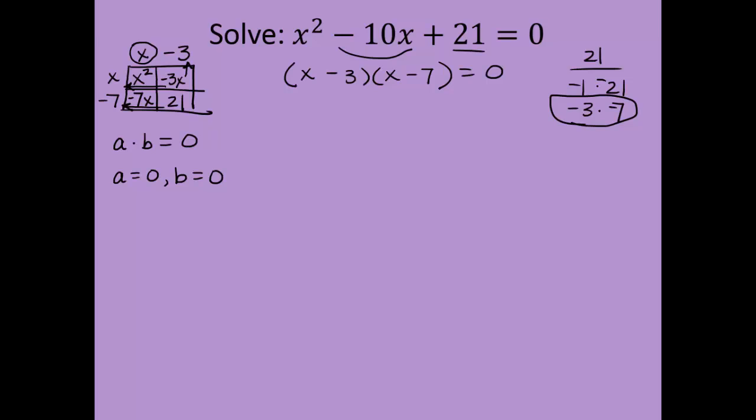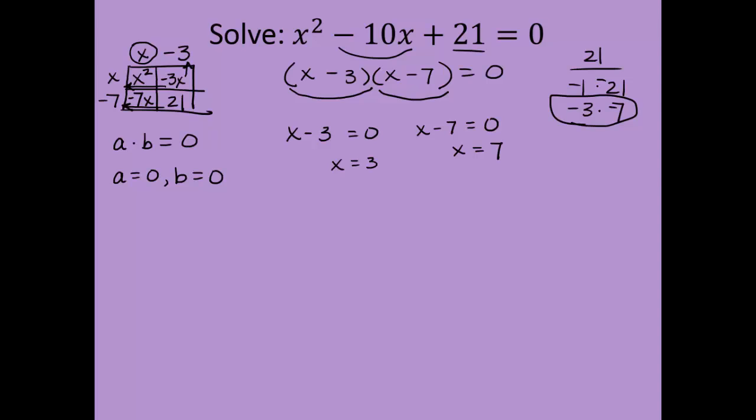It would wipe it out, right? So we're going to use that property to solve this. Either this or this must be equal to 0. So solve both. Either x minus 3 equals 0 or x minus 7 equals 0. This one comes out to be x equals 3, and this one is x equals 7. These are both solutions to this problem.